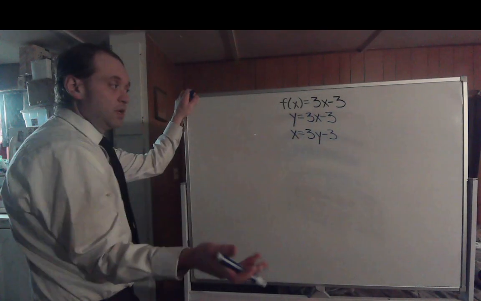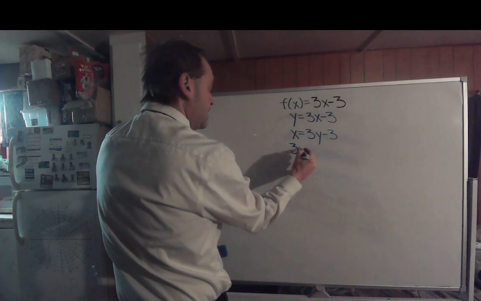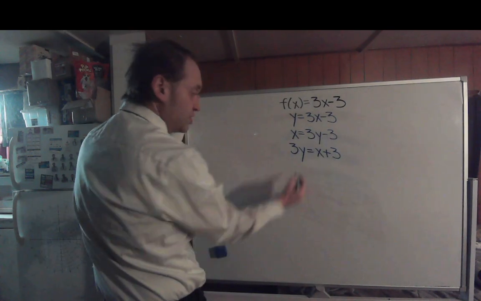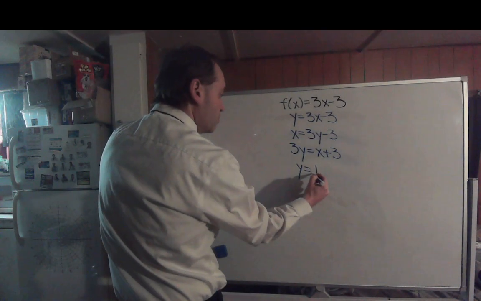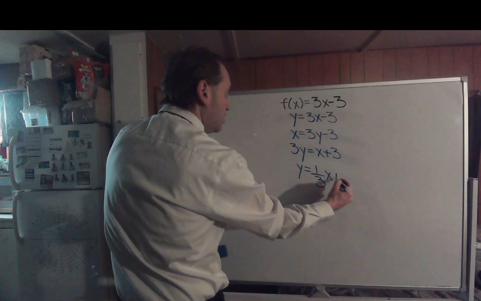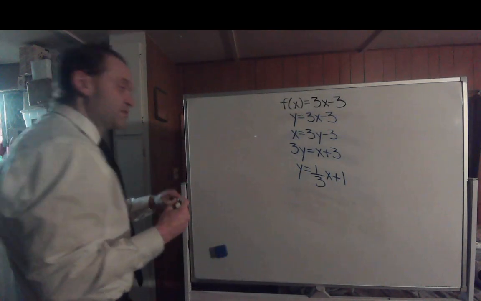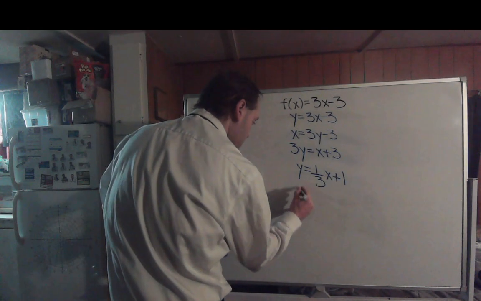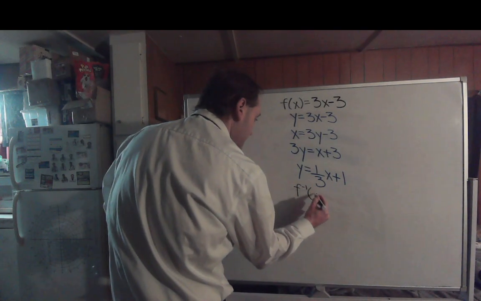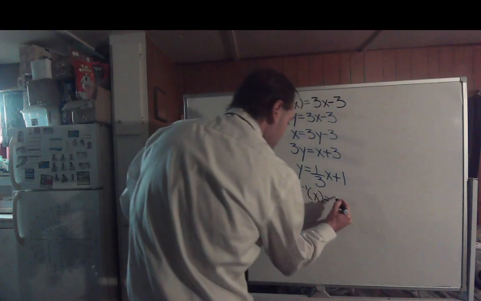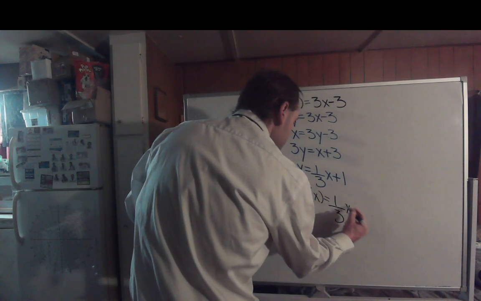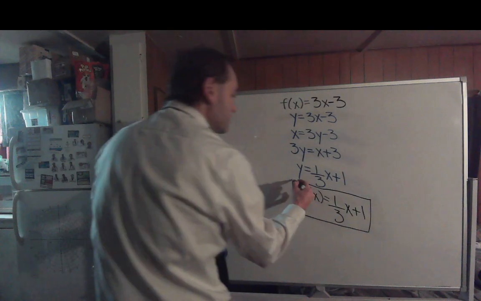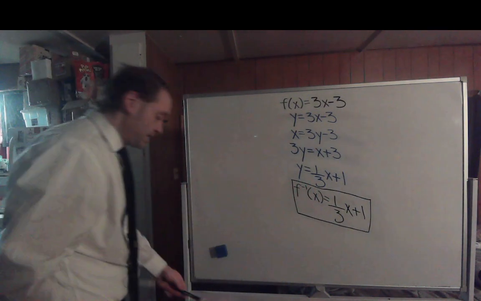And then just solve for y. So then you get 3y is equal to x plus 3, which should end up giving you that y is equal to 1/3 x plus 1. And then for the final notation, that y will be converted to f inverse of x. So f inverse of x is equal to 1/3 x plus 1. That would be your inverse function. f inverse of x equals 1/3 x plus 1.